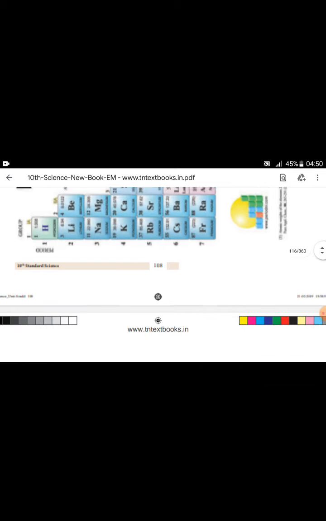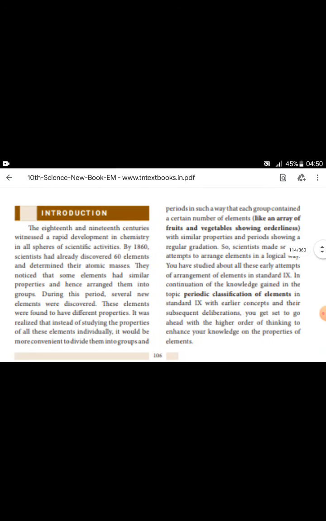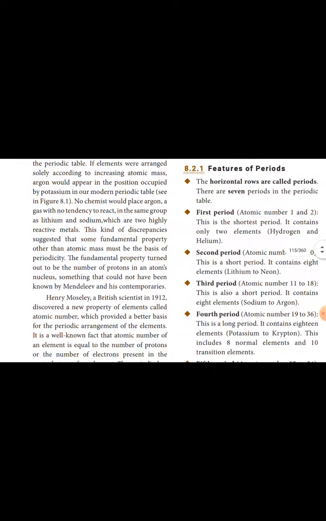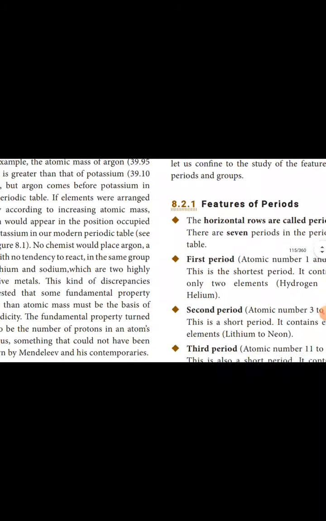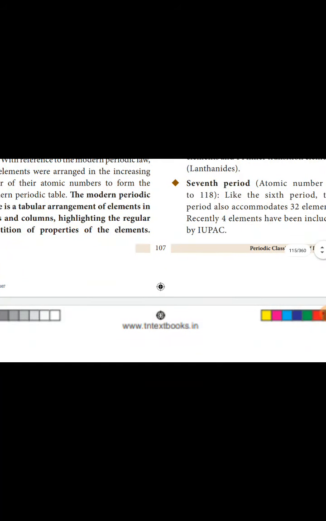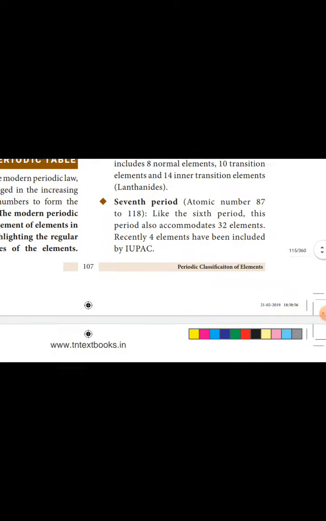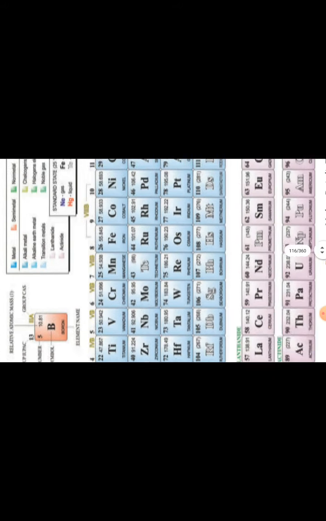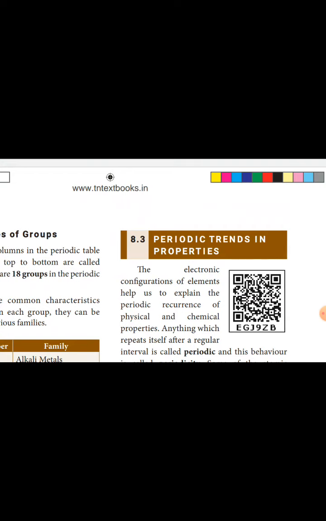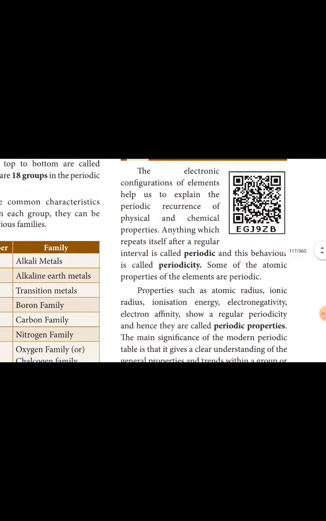So far we have discussed the modern periodic table, which we have already learned in 9th standard. We have updated the knowledge of the modern periodic table, and the features of periods and groups also you have discussed now. The next topic in this modern periodic classification is periodic trends in properties, and we will discuss the periodic trends in properties in the next session.